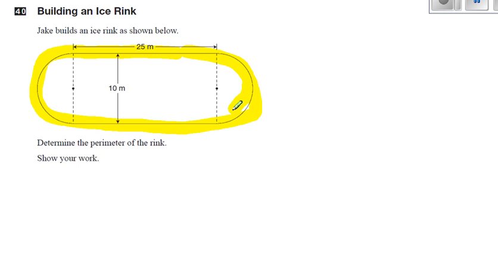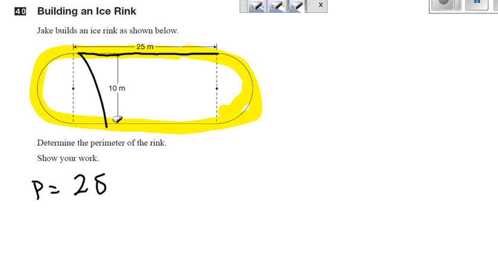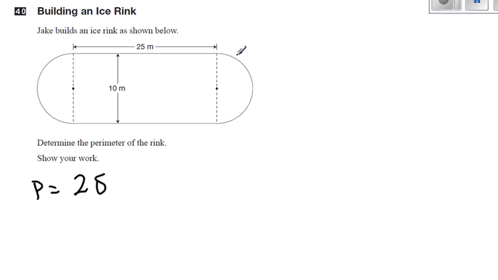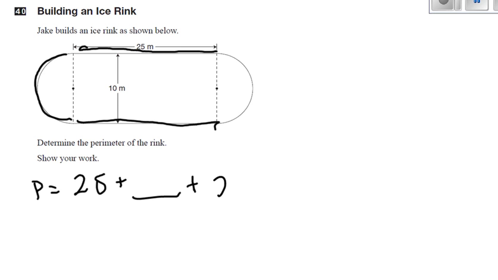So if you were to walk around this object, you would go like this, 25. Oops, ignore that. That's not perimeter. You would go 25 plus whatever this is, I'll leave a blank, plus 25 plus whatever this is, and again, I'll leave a blank. So if I could figure out what those blanks are, I can tell you the perimeter pretty quickly.